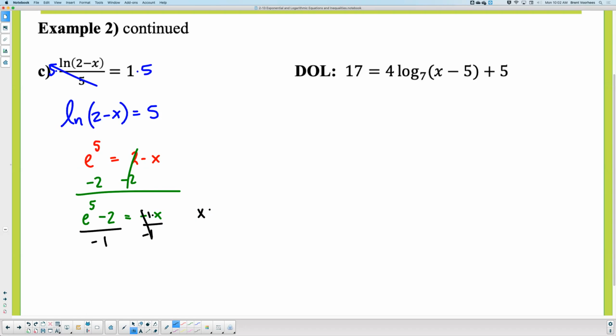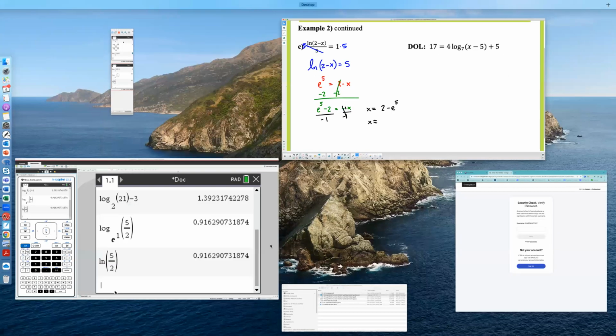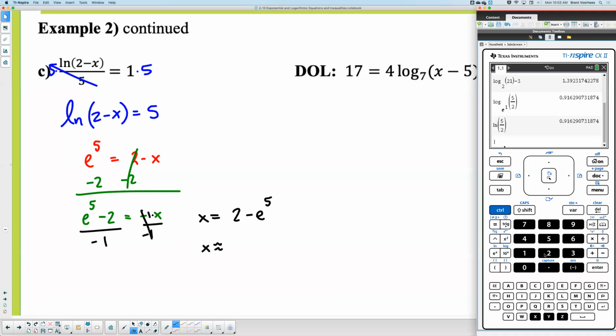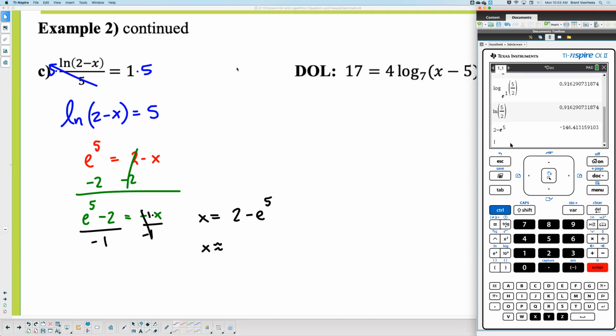Hang on one second. My solution will be, well, I'll rewrite it one time. Here it is in exact form. The negative 2 becomes a positive 2. The e to the 5th becomes a negative e to the 5th. So there it is in exact form. But I want you to type that in the calculator and round that. So let's go to the calculator and get an approximate answer here. It'll be 2 minus e to the power of 5. That's going to be our solution.